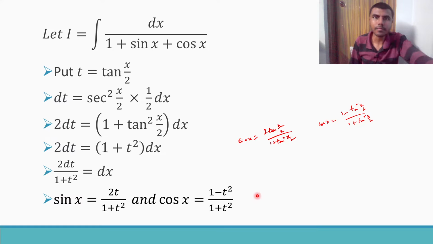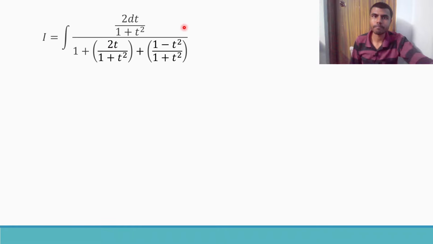Fine. Now all of this I'm going to put in my I. Now I is nothing but, in my next step you would see, in place of dx there would be 2 dt by 1 plus t square. In place of sin x there is 2t by 1 plus t square, and in place of cos x there is 1 minus t square by 1 plus t square. So this is my I.